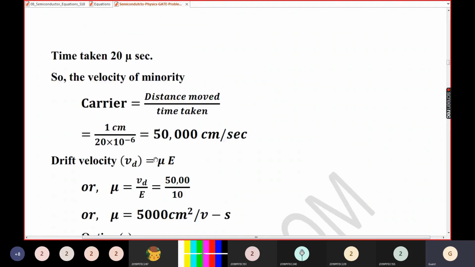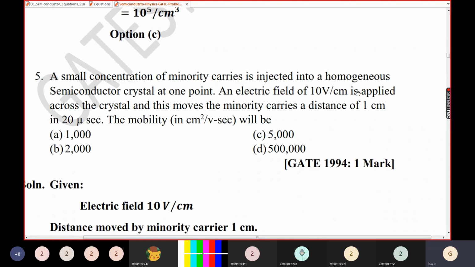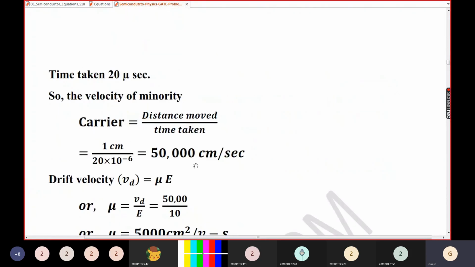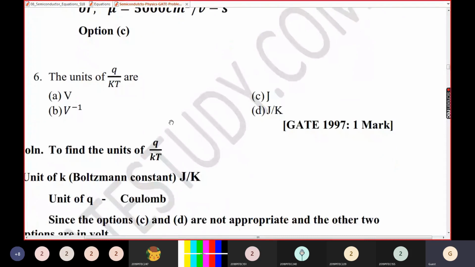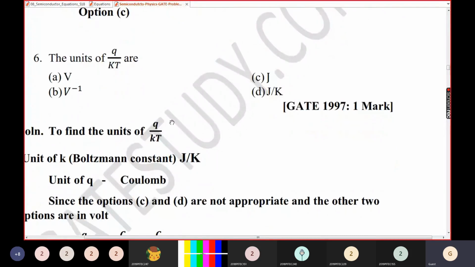So it is somewhat indirect because you are going to find the value of Vd with the help of the distance and the time period which is given here. Okay, so the next thing, they are just asking the unit of Q by Kt. What is the unit of Q by Kt? We all know what the unit of Q by Kt is. Yes, anyone?